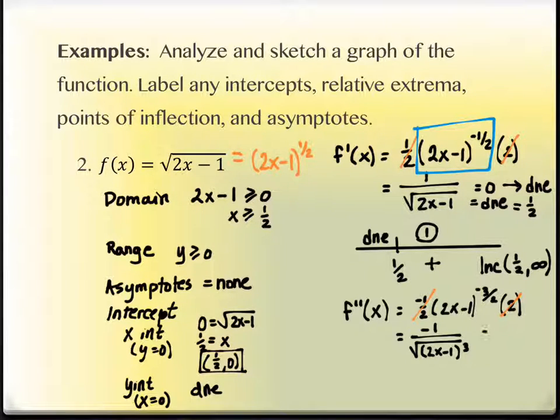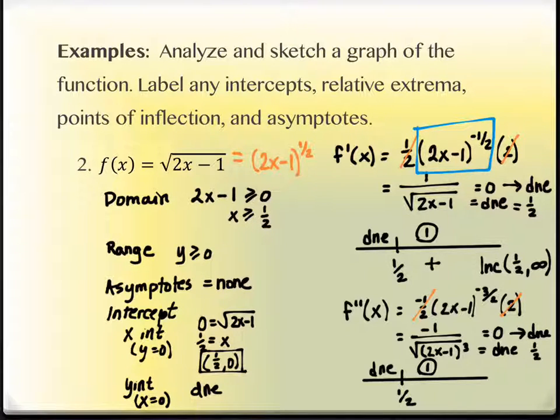This still never equals 0, right? And it still does not exist for anything less than 1/2. So in terms of a sign chart, the sign chart looks just like the sign chart of the other one. It's D and E over here. We can test the value of 1.